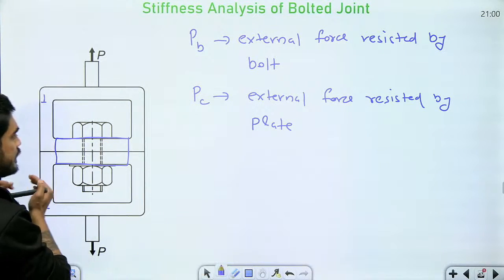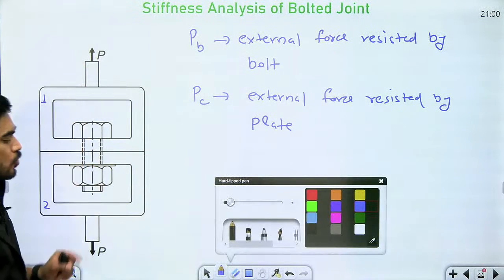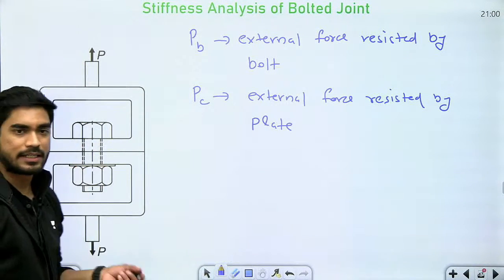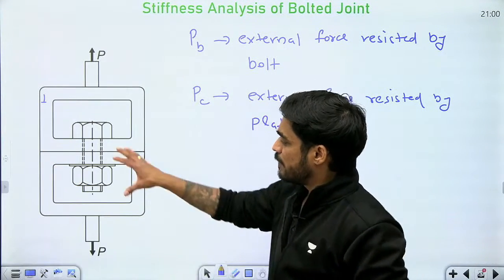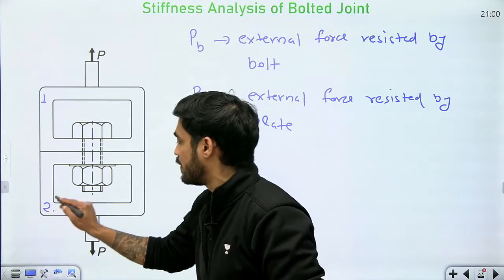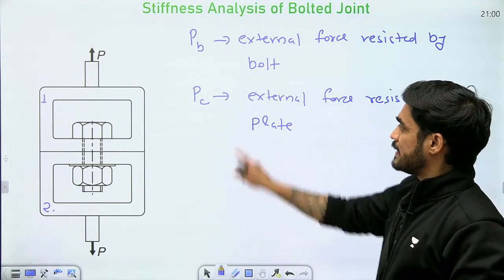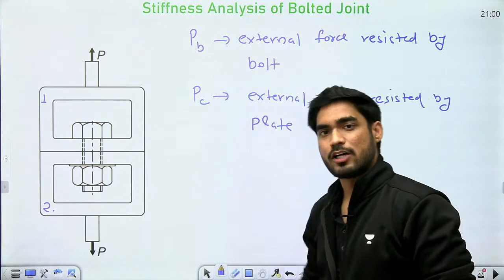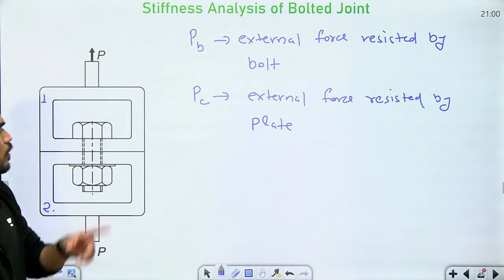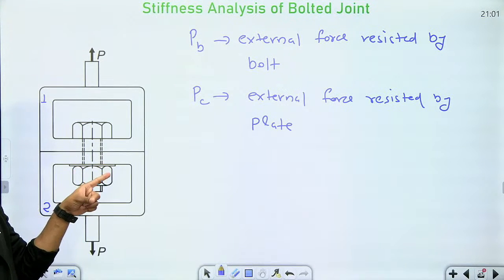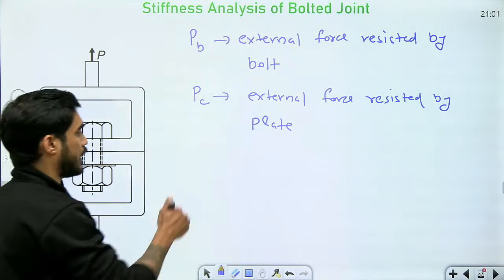So beta, understand, I am applying a total force P, but this total force will not go into the bolt alone, nor into the plates alone. Some force will be resisted by bolt, some by plate. How much force? PB and PC. So can I say PB plus PC is equal to P? Yes, I can say that. Now how much force will go into bolt and how much into plate? That will depend upon the stiffness of bolt and plate.